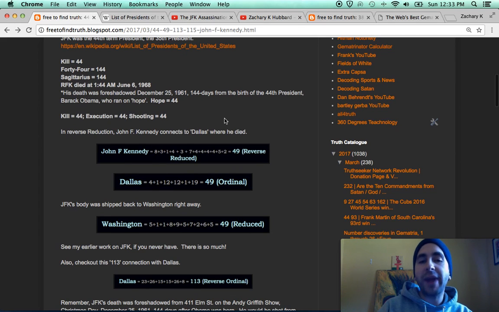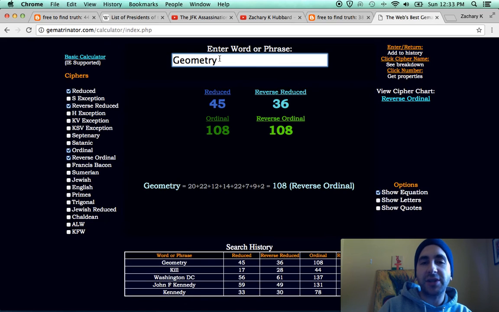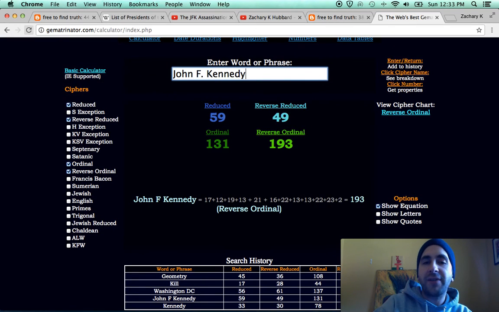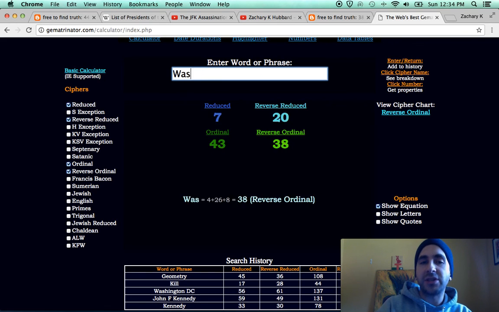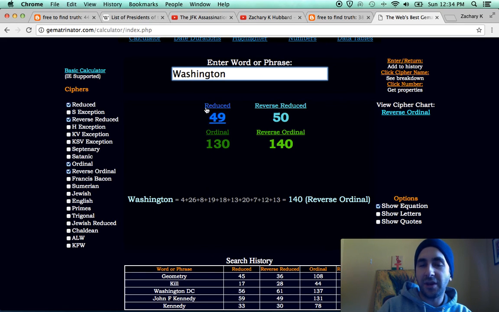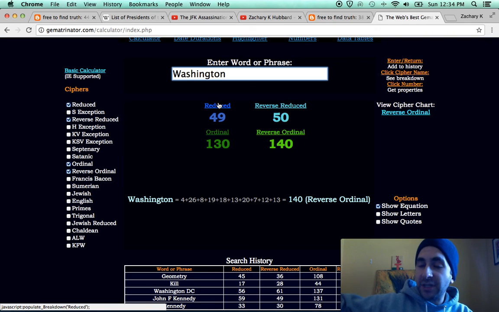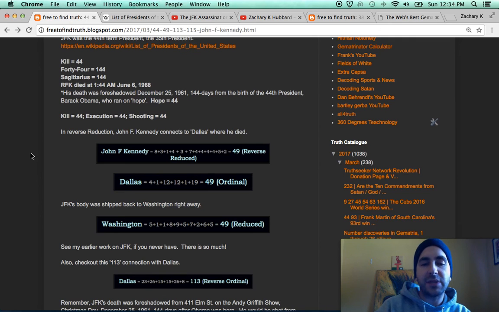I just want to go back to how John F. Kennedy also sums to 49. Did you catch that in reverse? John F. Kennedy, 49. He was killed in Dallas. Dallas has the Gematria 49, just like Washington. His body was flown back to Washington right away. The evidence was flown away from the crime scene immediately, before a proper investigation could be done, much like September 11th.